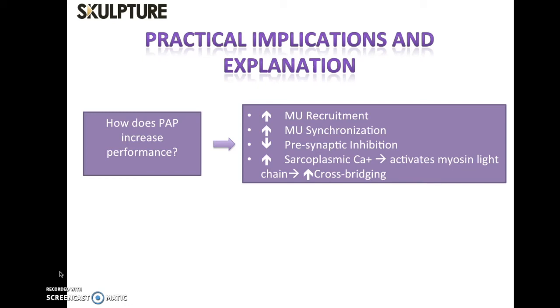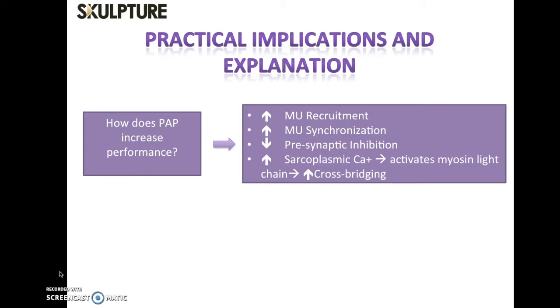We also see a decrease in presynaptic inhibition, which is essentially a decrease in the inhibition of the muscle groups that are going to act to increase peak power output and improve sprint performance. And we also see an increase in sarcoplasmic calcium levels. Now, if you don't know, I will go into more depth about this if people are interested, but calcium is extremely important for muscle activation. In fact, calcium is one of the chemicals within the body that allows you to actually contract muscle.